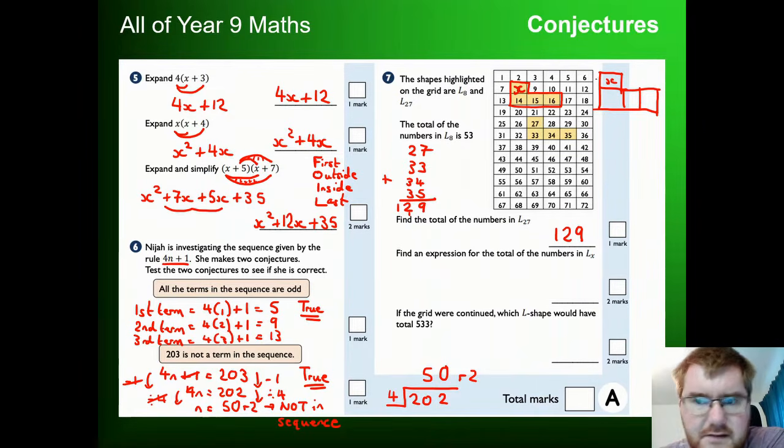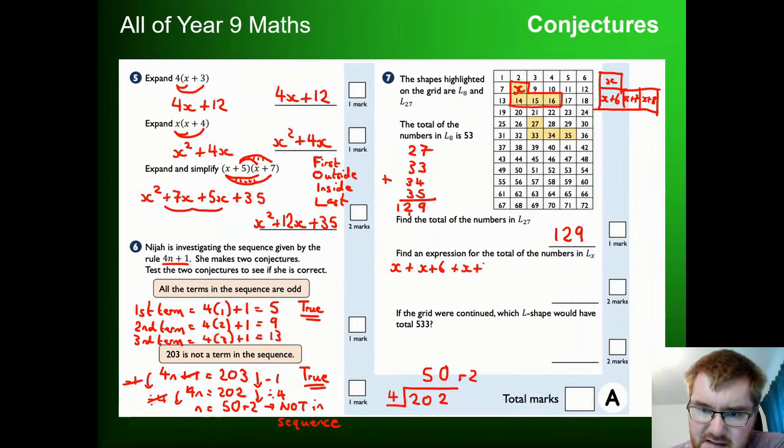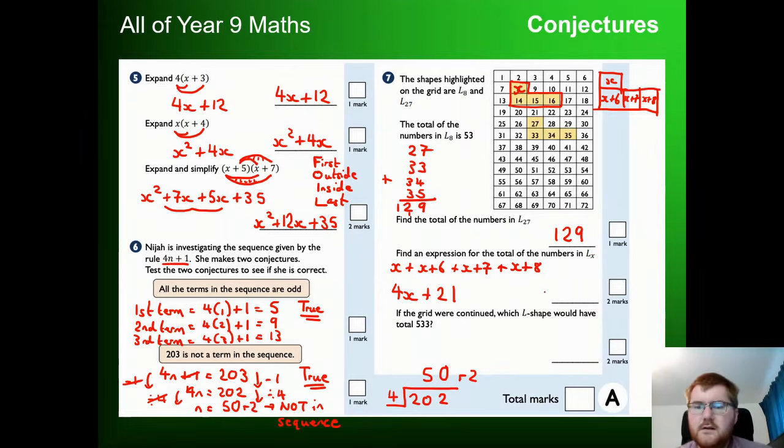where this is going to be x. This will be x plus 6. And then this, of course, is one more, so x plus 7. Hopefully you can see this okay. And then this will be x plus 8. So to write a general term, all we need to do is add these 4 blocks together. So we need to add x plus x plus 6 plus x plus 7 plus x plus 8. That's 4 lots of x plus, and let's do some mental maths here. So we have 7 plus 6 is 13, 13 plus 8 is 21. So in general, this will be equal to 4x plus 21.